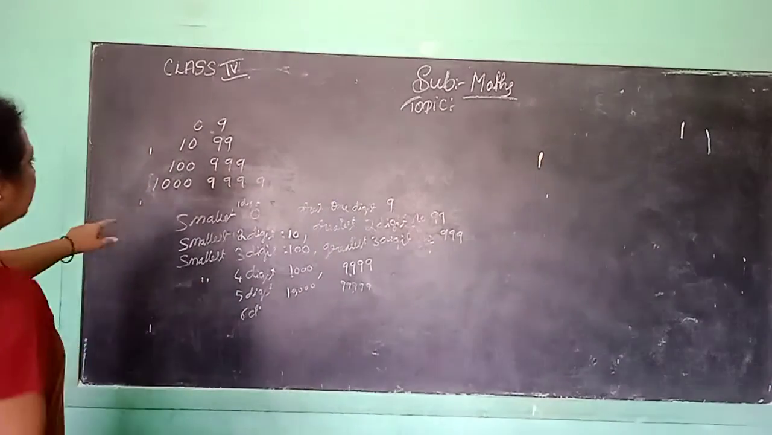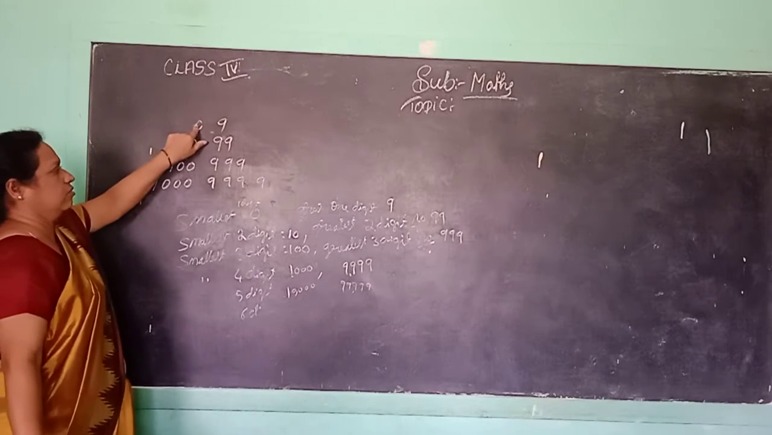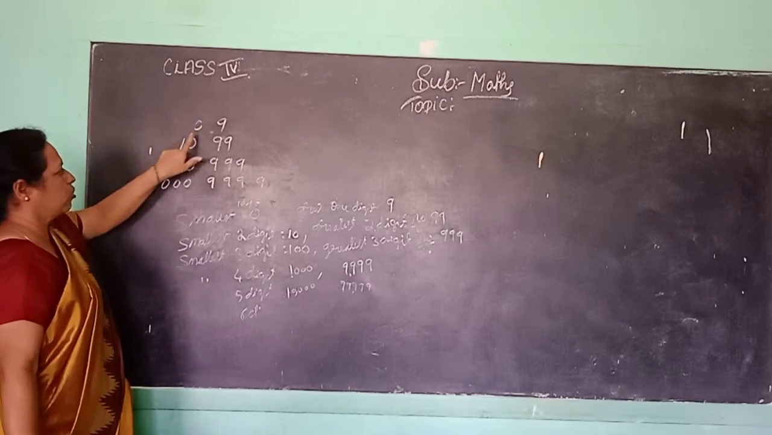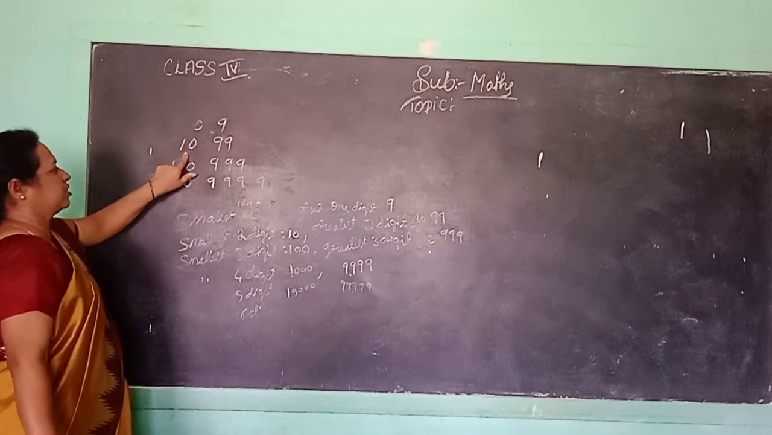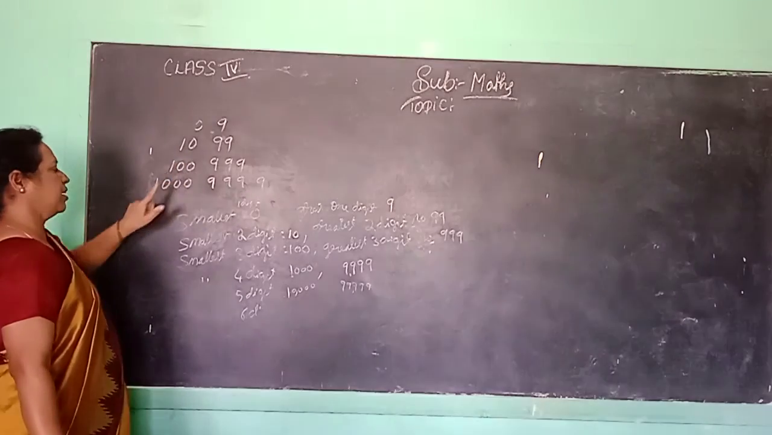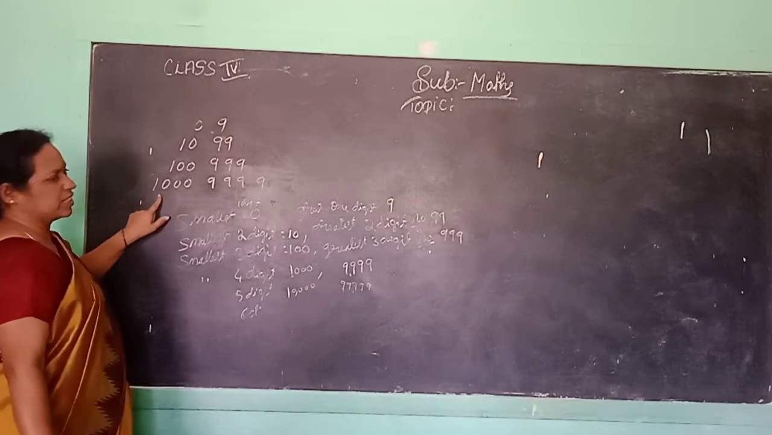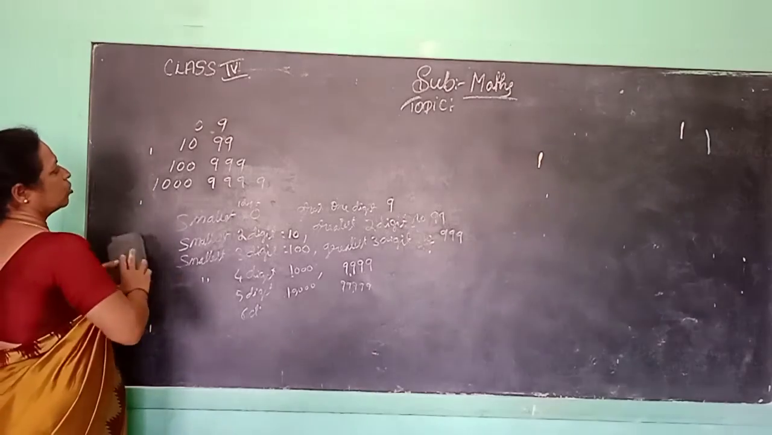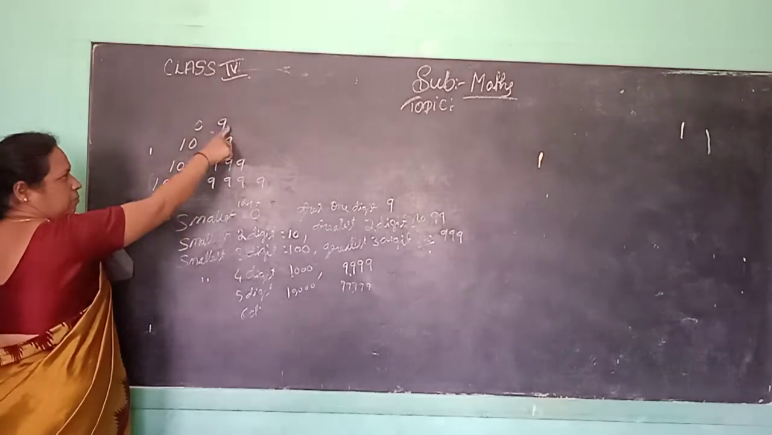You learn that the smallest one digit number is 0. The smallest two digit number is 10. The smallest three digit number is 100. The smallest four digit number is 1000.